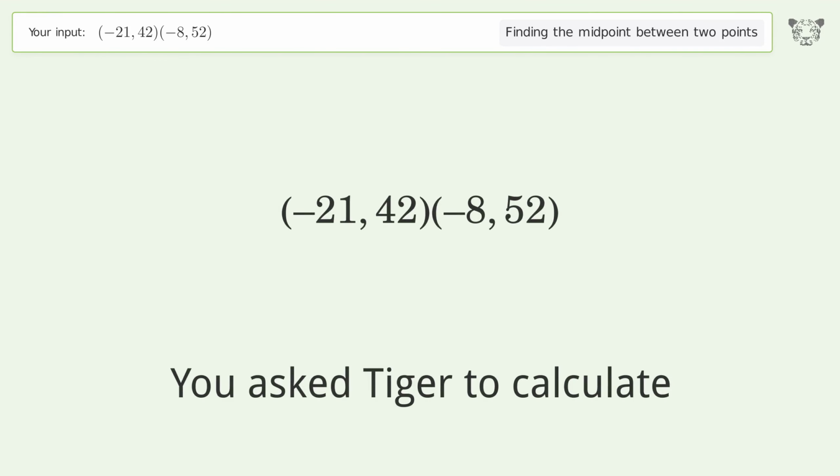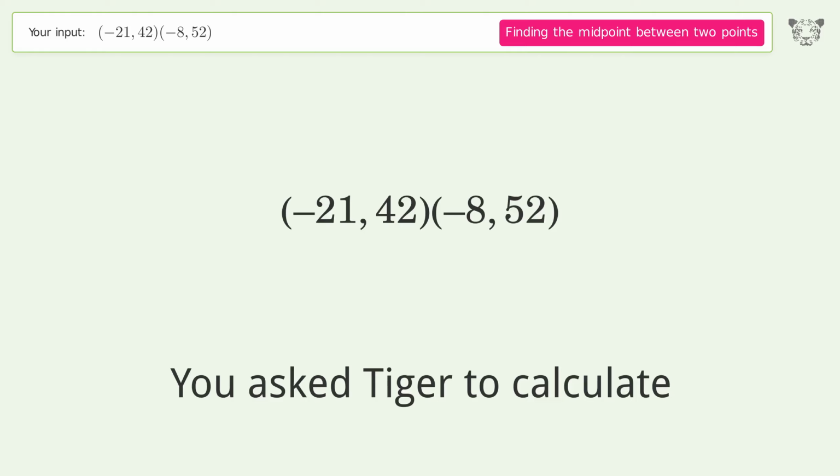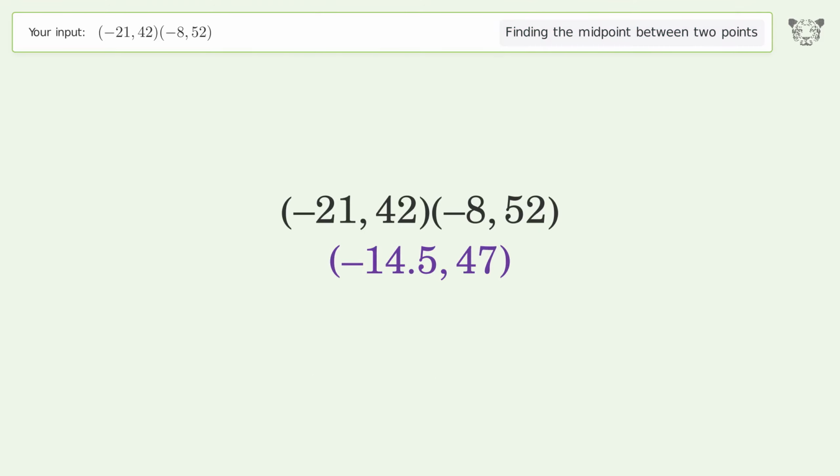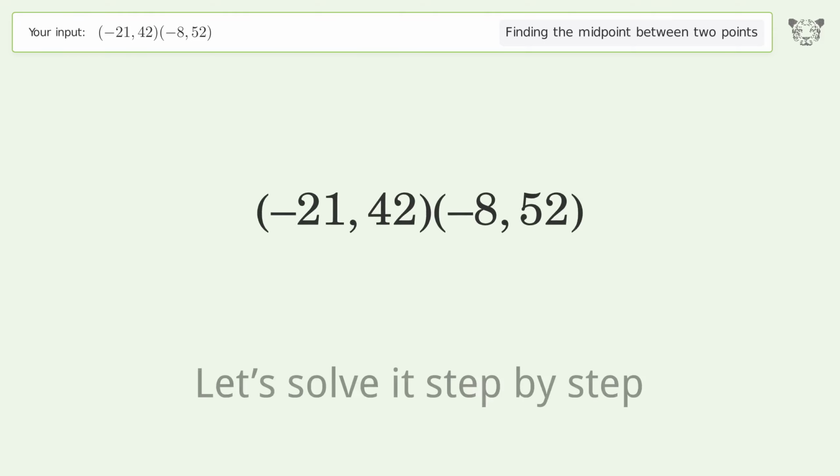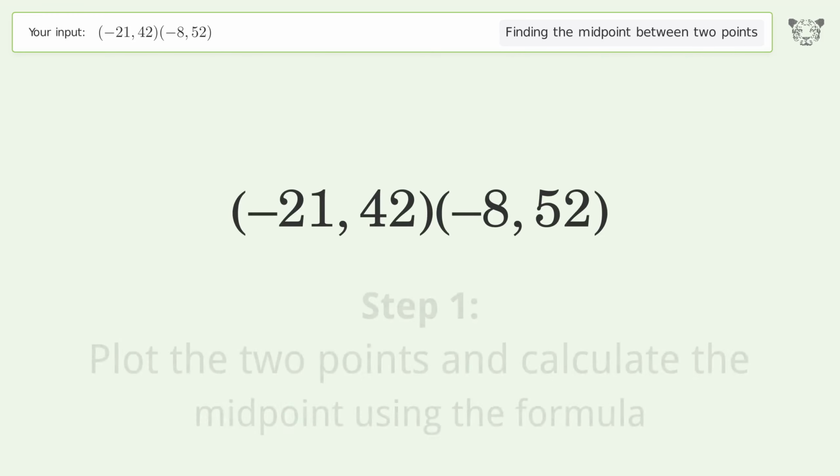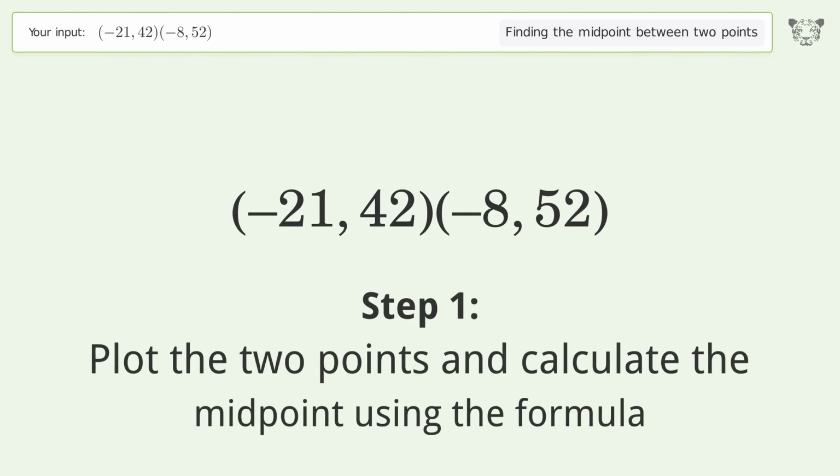You ask to calculate. This deals with finding the midpoint between 2 points. The midpoint between the 2 points is negative 14.5, 47. Let's solve it step by step. Plot the 2 points and calculate the midpoint using the formula.